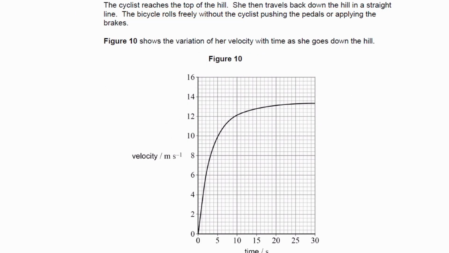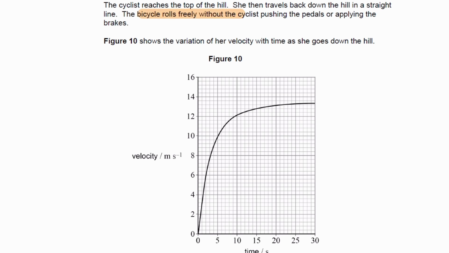The cyclist reaches the top of the hill. She then travels back down the hill in a straight line. The bicycle rolls freely without the cyclist pushing the pedals or applying the brakes. Figure 10 shows the variation of her velocity with time as she goes down the hill. Okay, so there's no driving force.